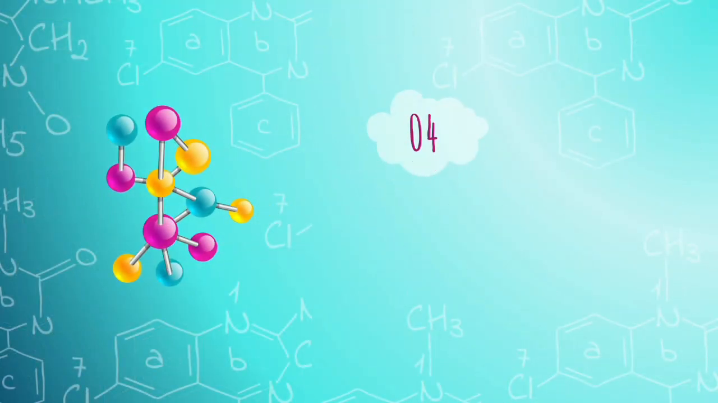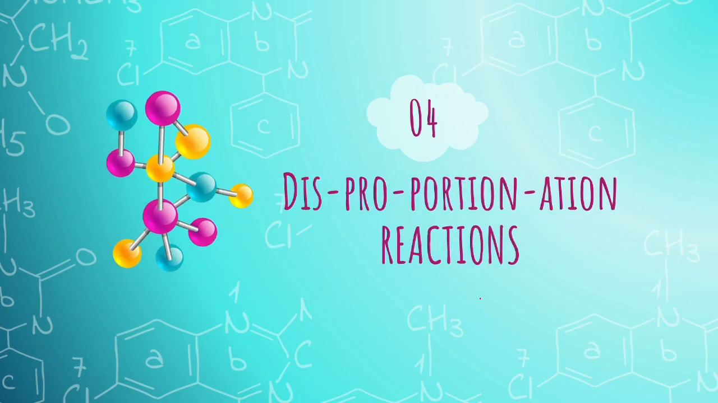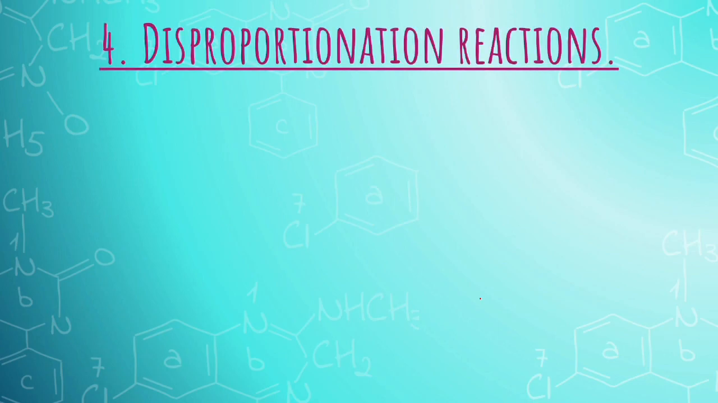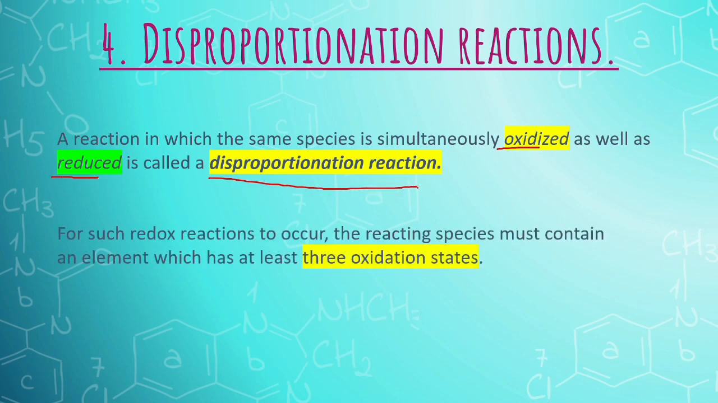Let's discuss our fourth reaction, the disproportionation reaction. So what is a disproportionation reaction? A reaction in which the same species is simultaneously oxidized as well as reduced is called a disproportionation reaction. For such redox reactions to occur, the reacting species must contain an element which has at least three oxidation states.